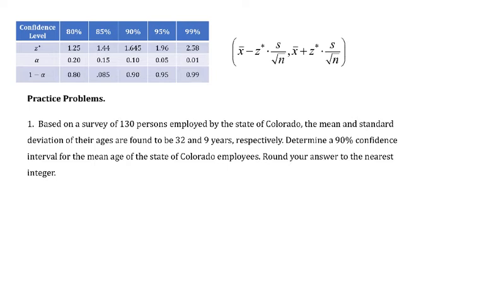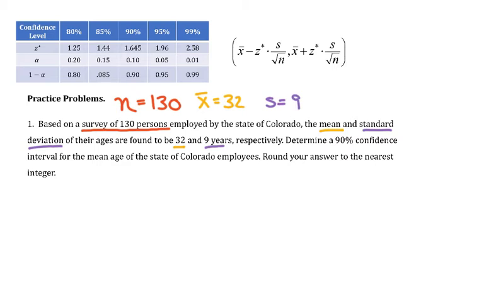Okay, our first problem says we surveyed 130 people. So I see that that's going to be N. And my mean and standard deviation, my mean is 32. My standard deviation is 9. So let's write those up here. My mean is 32 years. Standard deviation S equals 9.